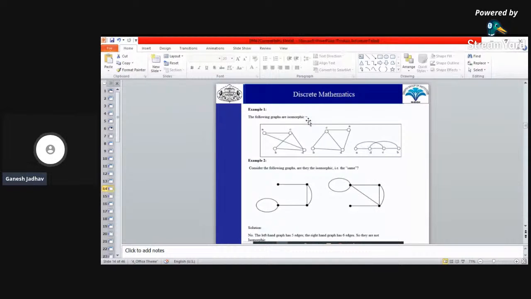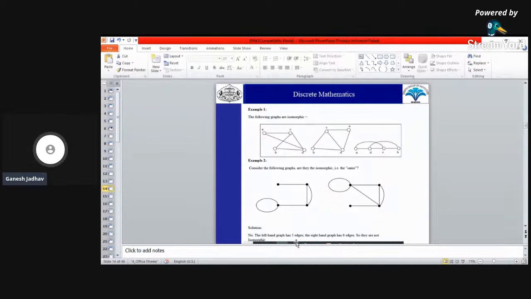Then we move to the next example. The question is whether the following graphs are isomorphic or not. So this is the example, and they ask whether this particular pair of graphs is isomorphic or not.